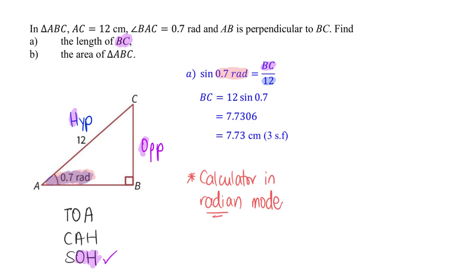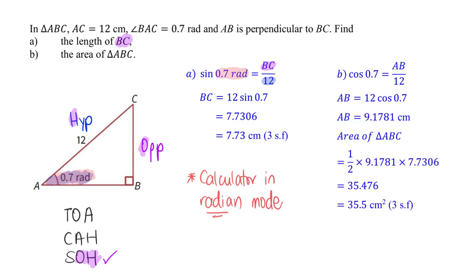Part B, find the area of this triangle ABC. Well, this is what Mr. Tan would do. Mr. Tan would find the length of AB using Soh Cah Toa. So in this case here, this will be my adjacent side. I still have my hypotenuse. So A and H, you will see Mr. Tan applying cosine. So AB over 12.